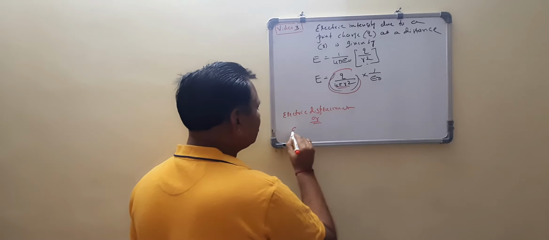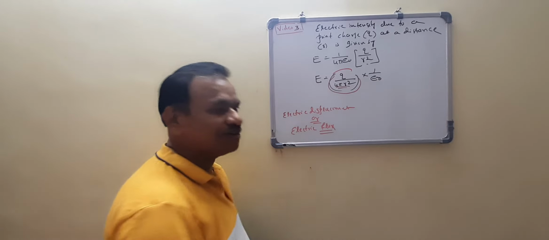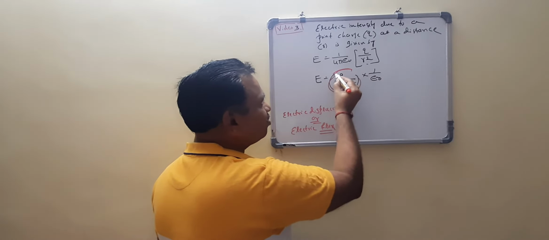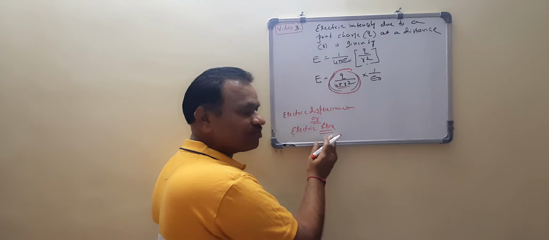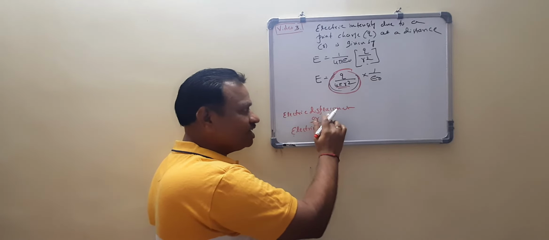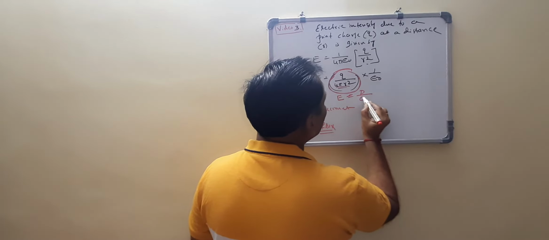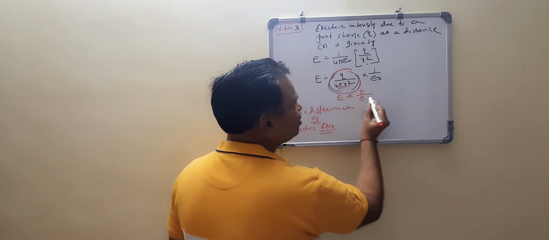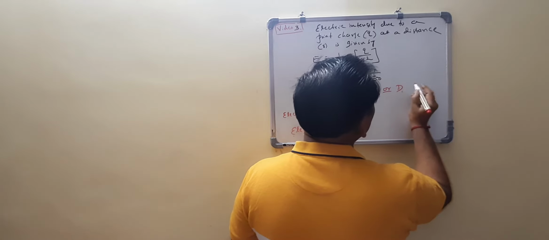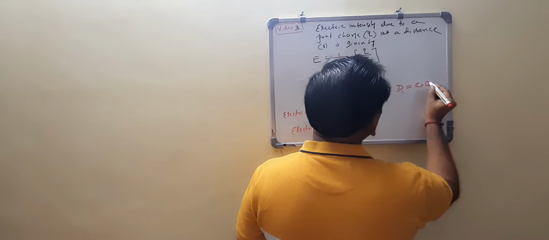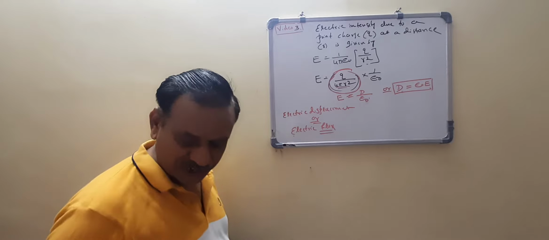Both are the same here. This is nothing but electric flux. Charge per unit area is nothing but electric flux. Electric flux, another name is electric displacement. So I will write E equal to D divided by epsilon naught, where epsilon naught is a subscript. Or else, for a medium, D equal to epsilon naught into E. Students, I think you understood that.